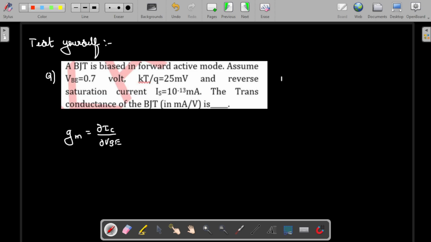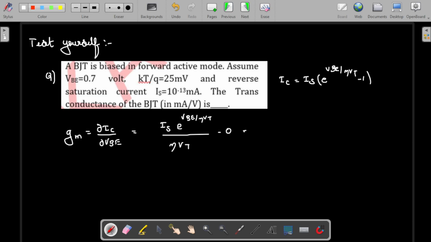So we know that IC is equal to IS e power VBE divided by eta VT minus 1. Here IC and VBE have a relationship, so we have to differentiate this. If we differentiate, IS is a constant. So e power anything is the same. The one can be differentiated, we can ignore it. If we differentiate e power VBE divided by eta VT, we get e power VBE divided by eta VT, and the constant term needs to come below, that is 1 divided by eta VT.